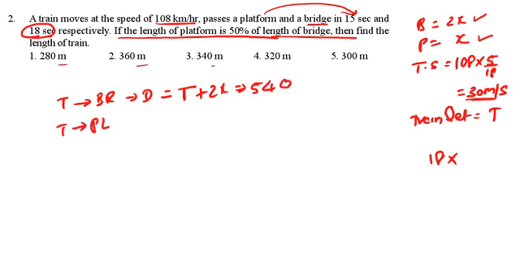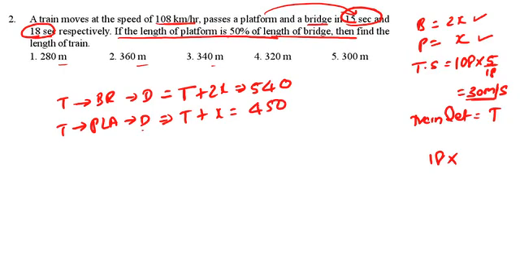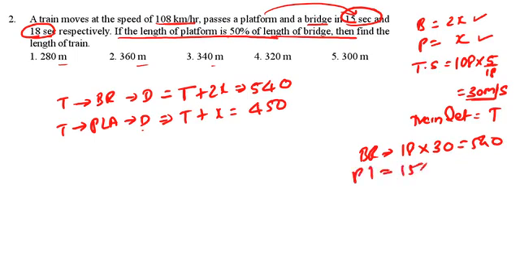When the train is crossing platform, total distance is train length plus platform length x. Now it is crossing in 15 seconds. So what is 30 into 15? 450. Distance is equal to speed into time. When the train is crossing the bridge, distance is equal to speed into time. Time is 18 seconds, speed is 30, 30 into 18, 540. When it is crossing platform, 15 into 30, 450.